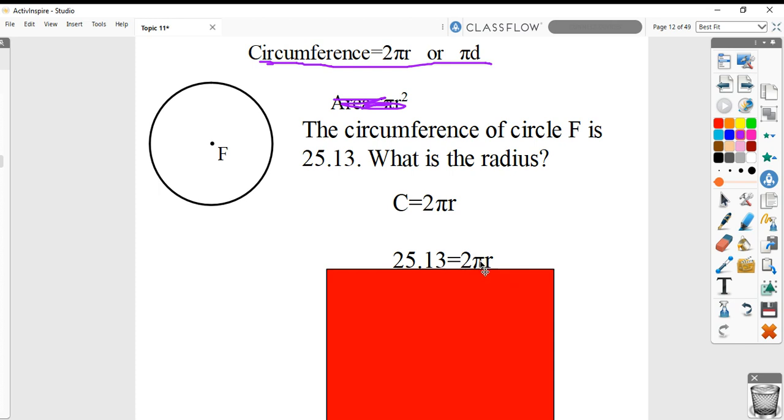So how do you undo that? The answer is you divide by 2 and you divide by pi. On the right side of that equation, it all disappears. The 2 goes away, the pi goes away. You have just r all by itself, which is what we were going for.